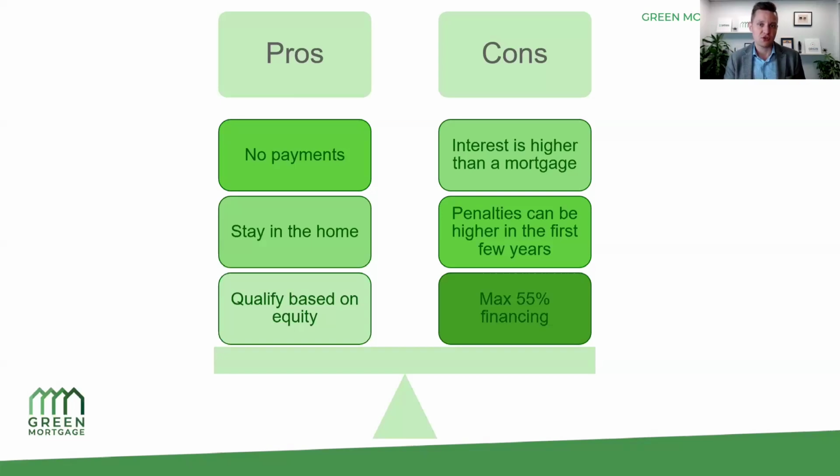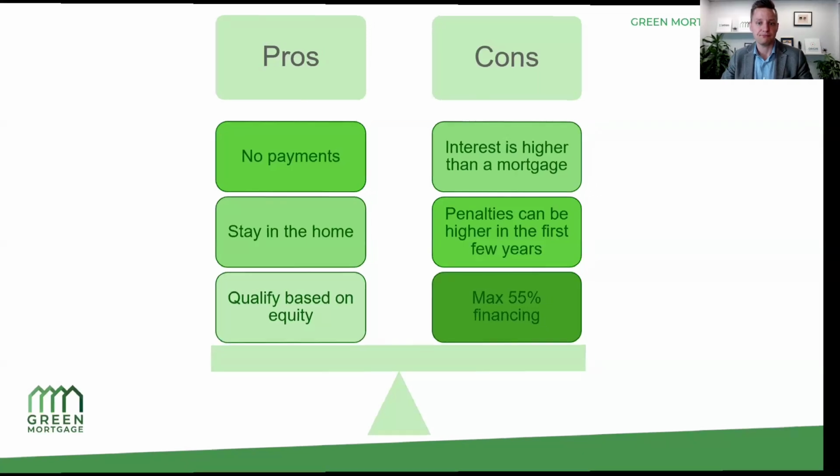If you need a short-term solution, then that's maybe where the pre-reverse line of credit can be better, because there's no penalties to paying that off. And another con is the maximum is 55% financing. So you might find that that's just perhaps not enough. So that's something to keep in mind when you're looking at this.